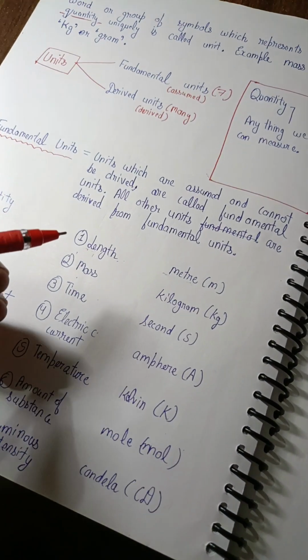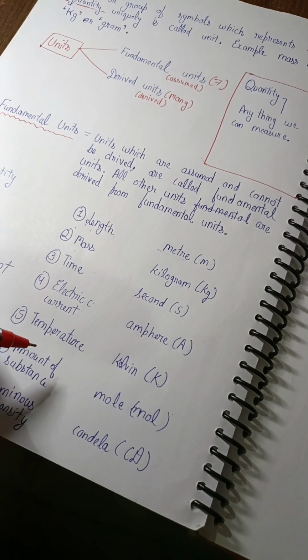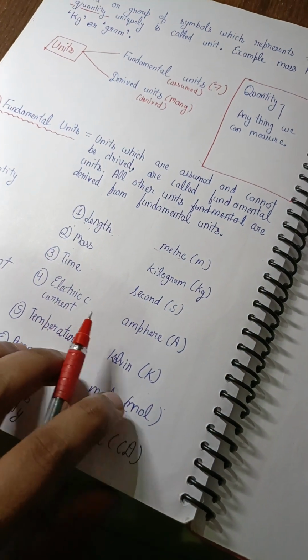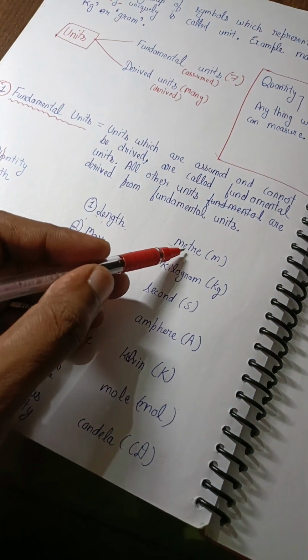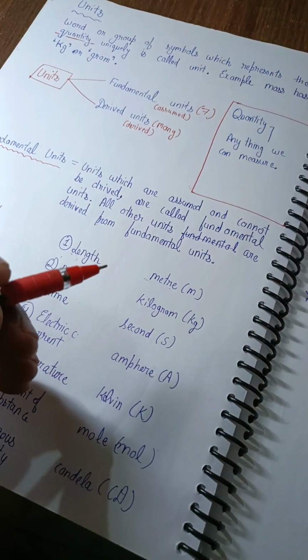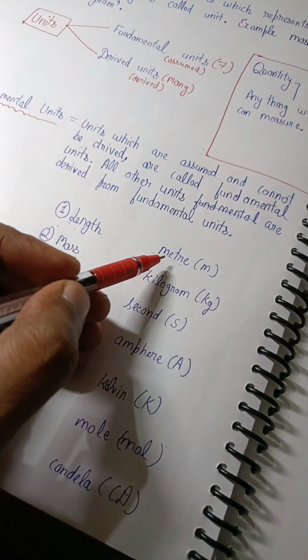What are the fundamental units? Length, mass, time, electric current, temperature. We only have these 5. And what are the SI units of them? SI stands for standard something, I forgot. But yeah, SI units.